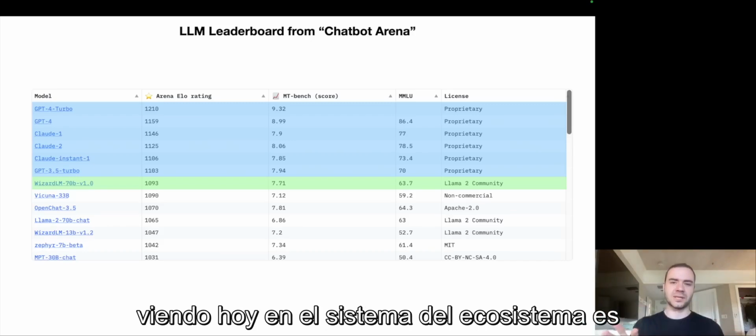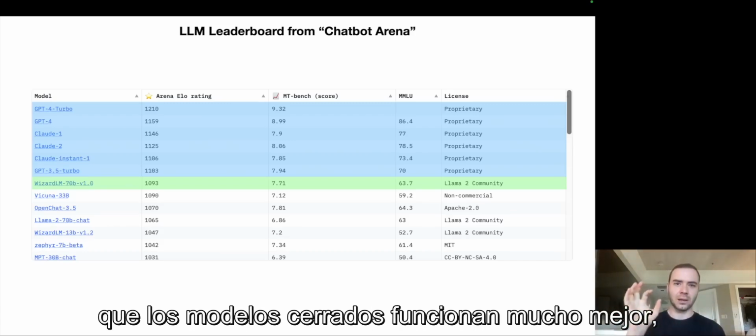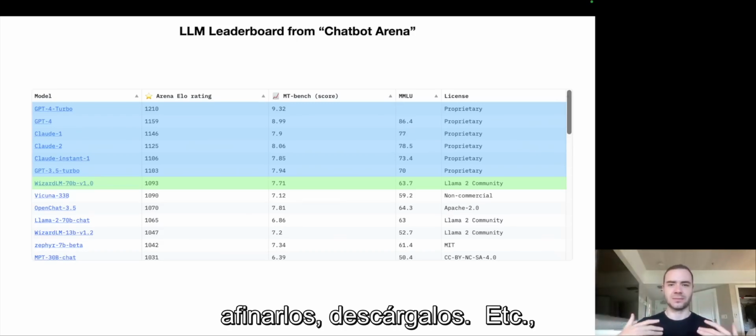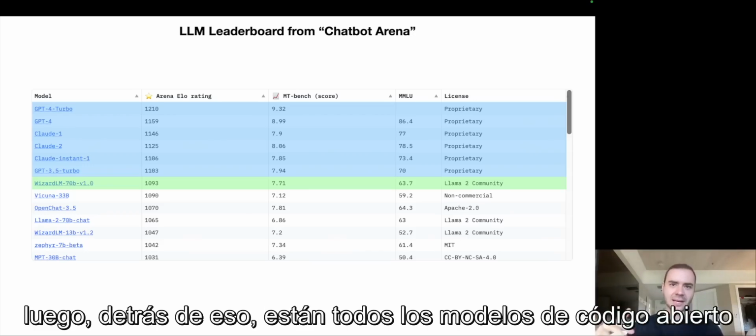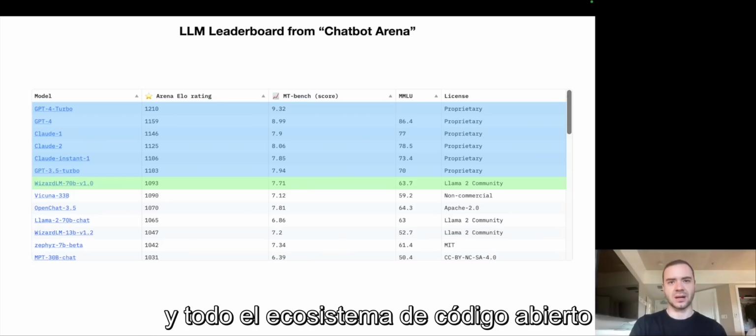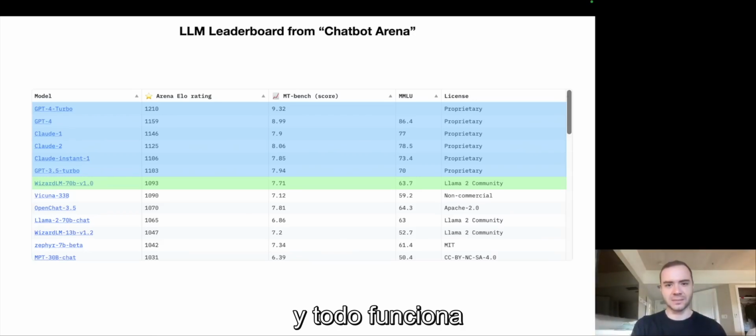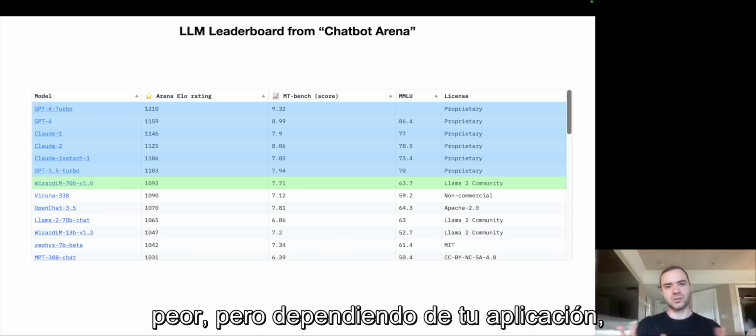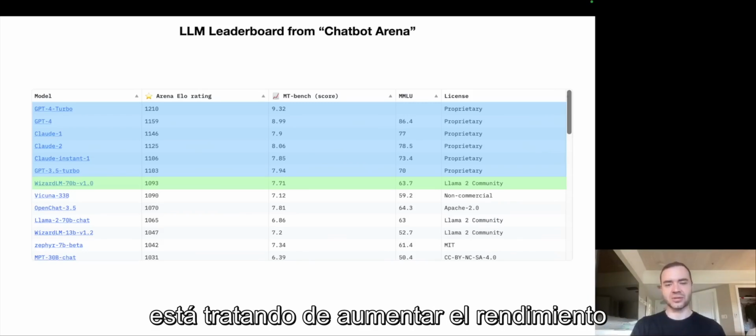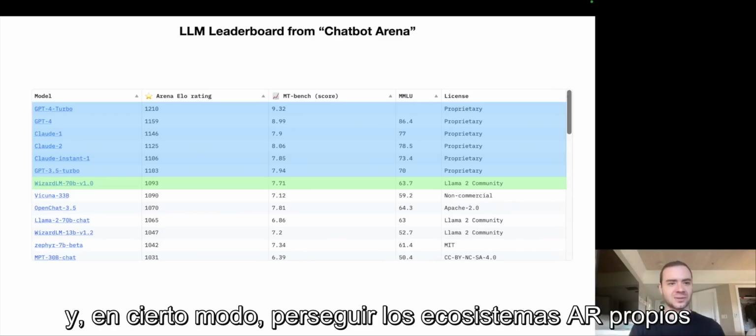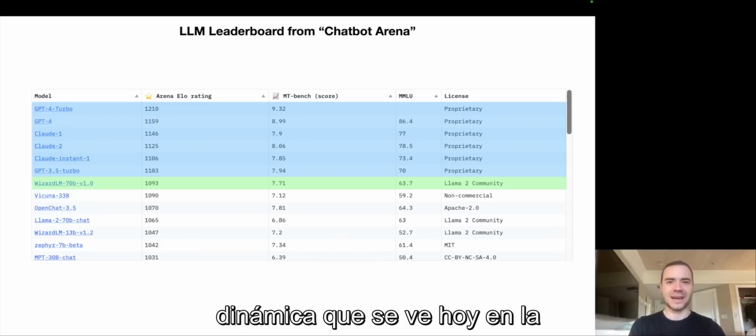But roughly speaking, what you're seeing today in the ecosystem is that the closed models work a lot better, but you can't really work with them, fine-tune them, download them, etc. You can use them through a web interface. And then behind that are all the open source models and the entire open source ecosystem. All of this stuff works worse, but depending on your application, that might be good enough. And so currently, I would say the open source ecosystem is trying to boost performance and chase the proprietary ecosystems. And that's roughly the dynamic that you see today in the industry.